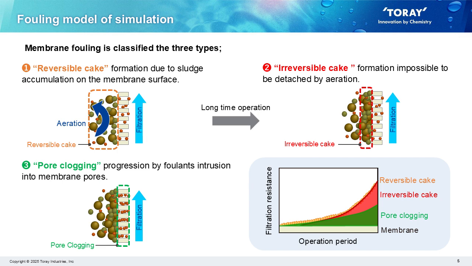After long time operation, a part of reversible cake is converted to irreversible cake. This cake is hardly detached due to shear stress of aeration. Third, pore clogging is preceded by foulant's intrusion into membrane pores. This is the image of filtration resistance of each fouling type increase with operation period. We built up basic equations based on this model.